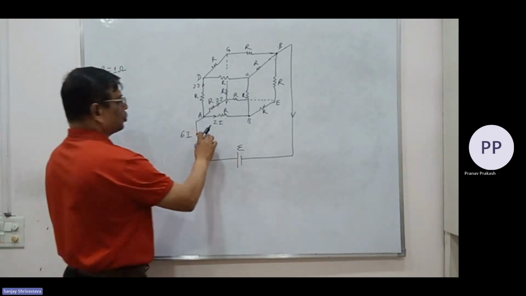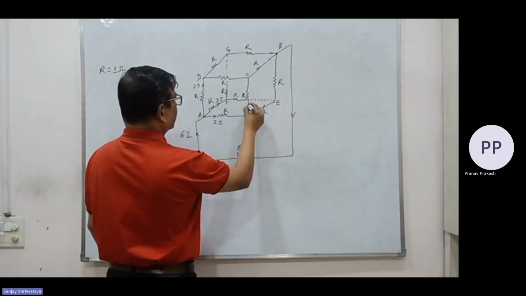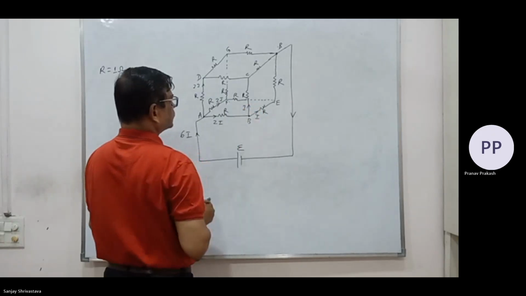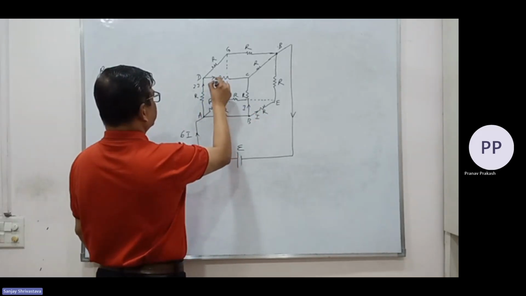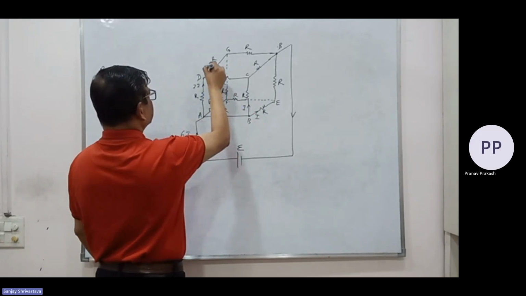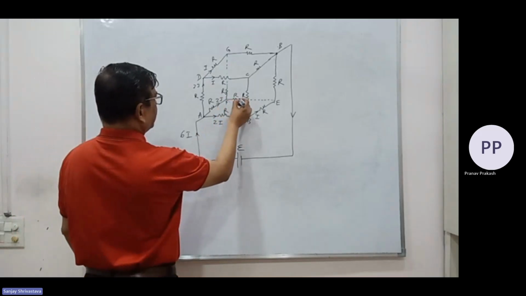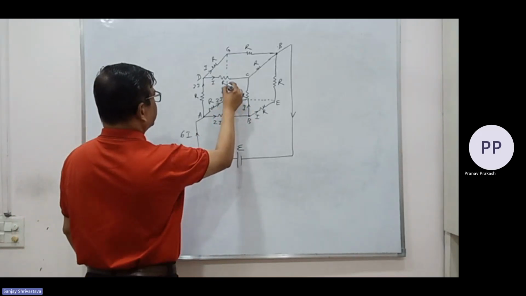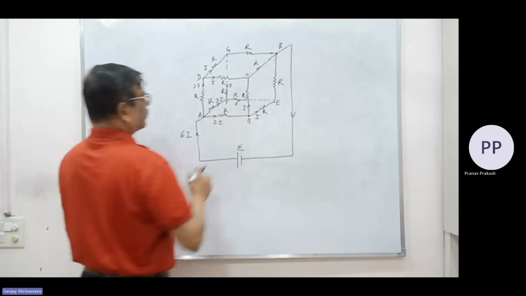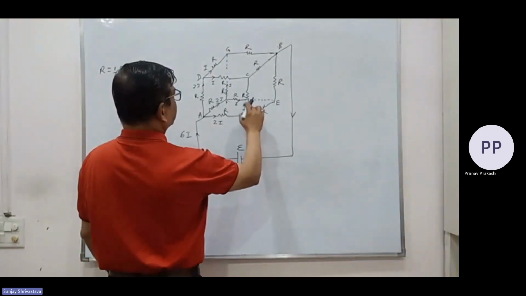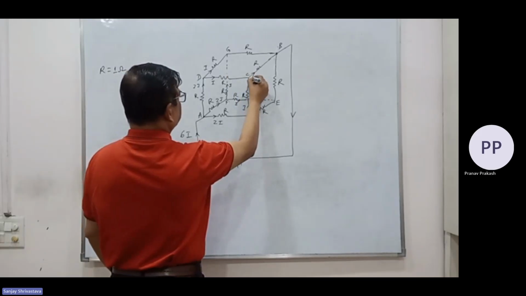Now this 2i comes to B. It will get spread into i here and i here. Likewise, this 2i gets spread into i here and i here, and this again into i here and i here. And then they will get combined. What happens at this point? i from here and i from here become 2i here.